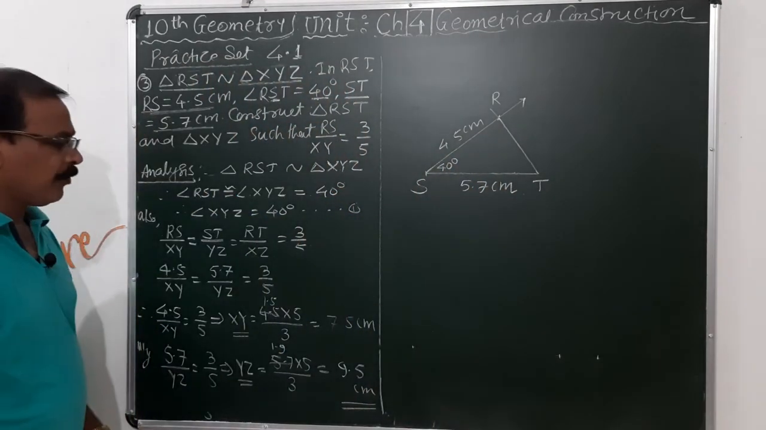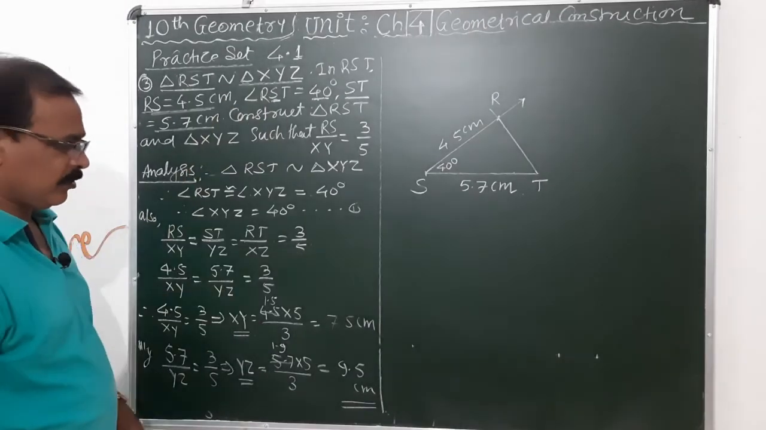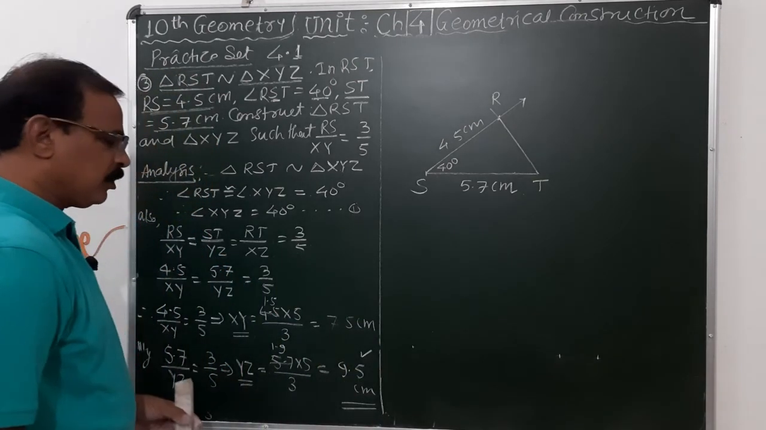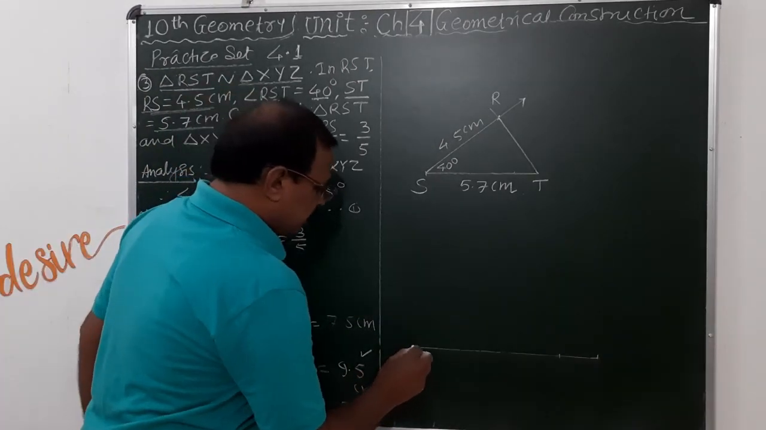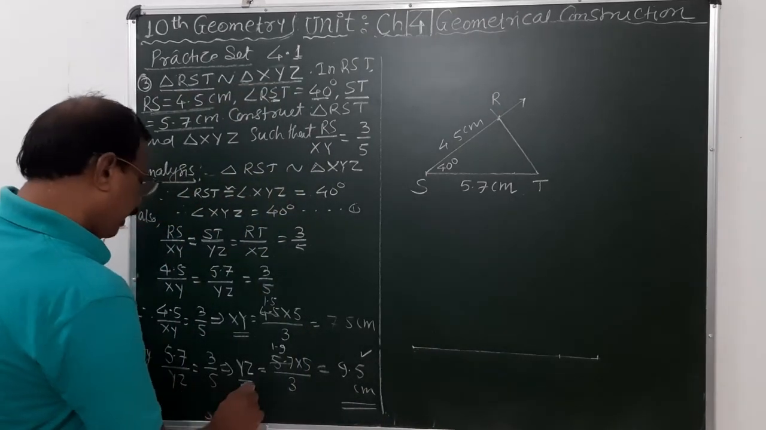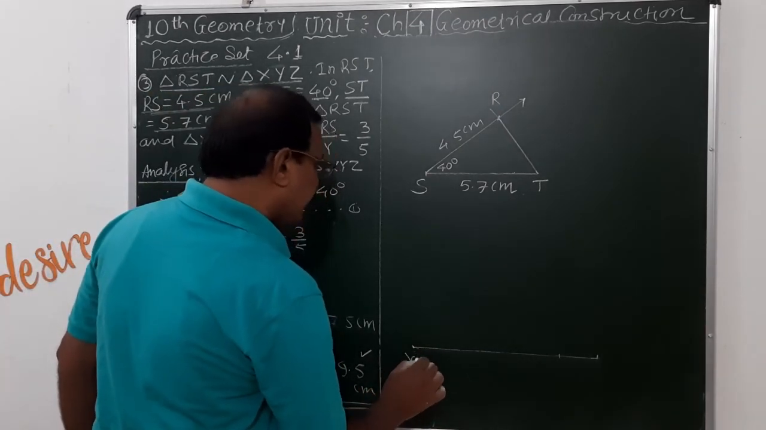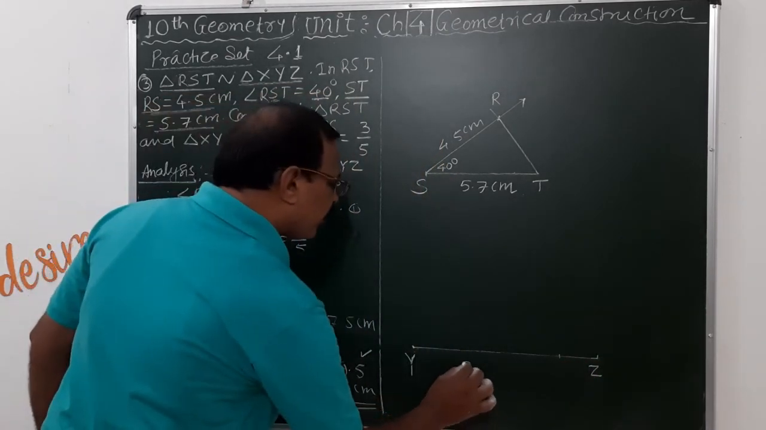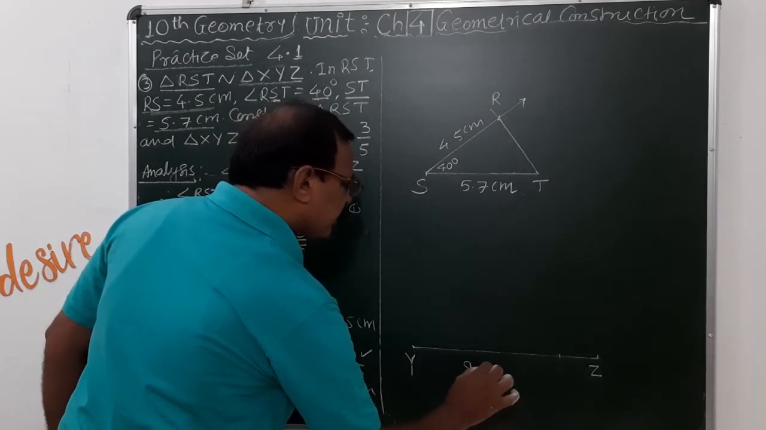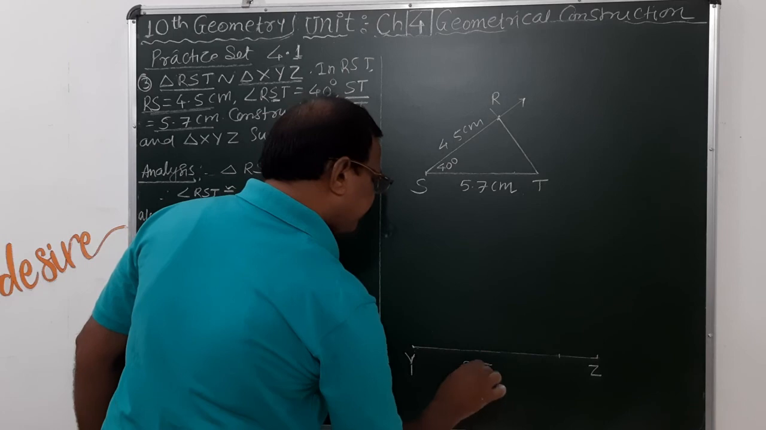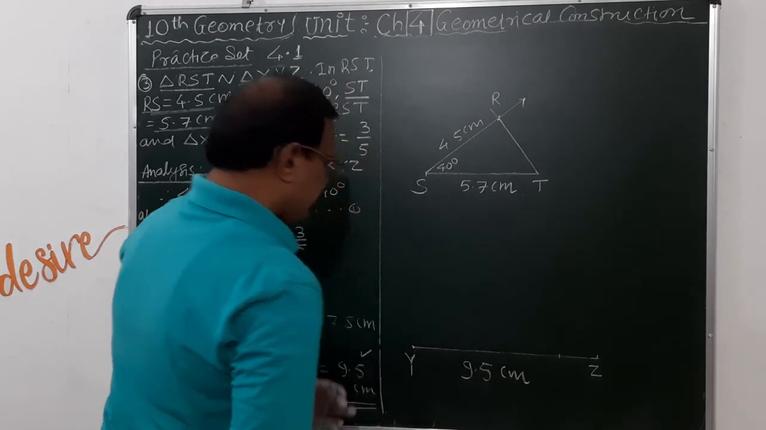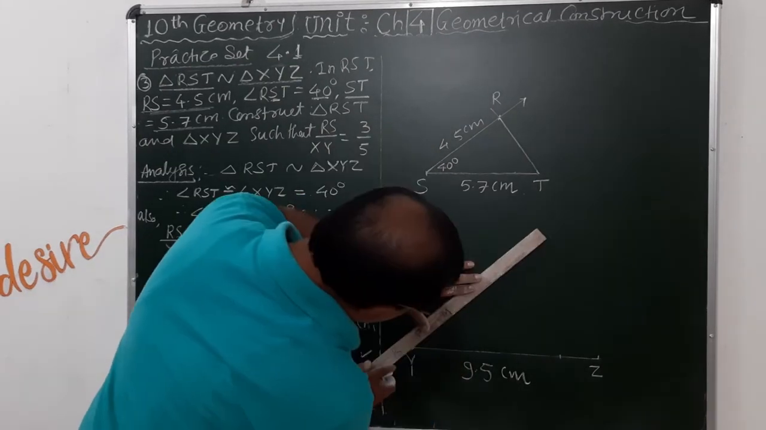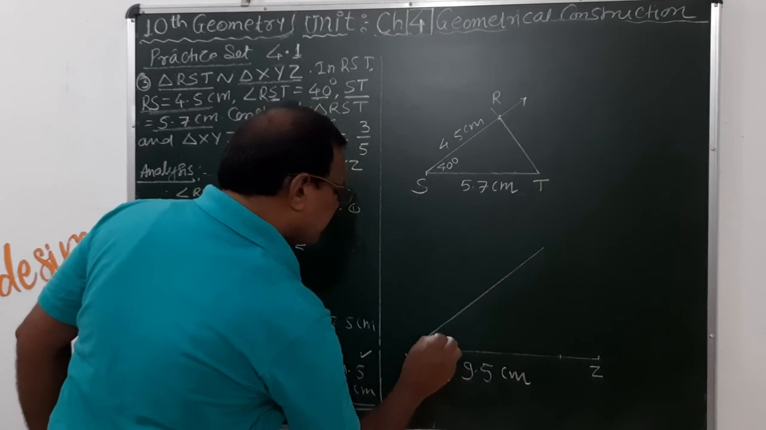Now here we have to draw a similar triangle XYZ. For that I take a dimension YZ, that is equal to 9.5 centimeter. This is Y here, corresponding to Y, here is Z, and this distance is nothing but 9.5 centimeter. So this is bigger than this ST here. Then I take an angle of 40 degree at Y. So this is nothing but a 40 degree.